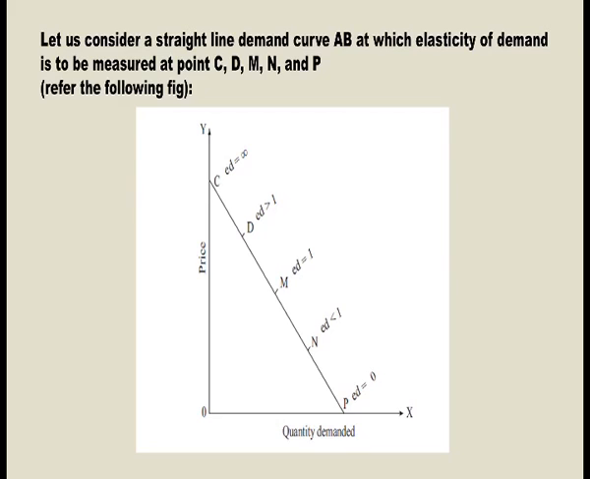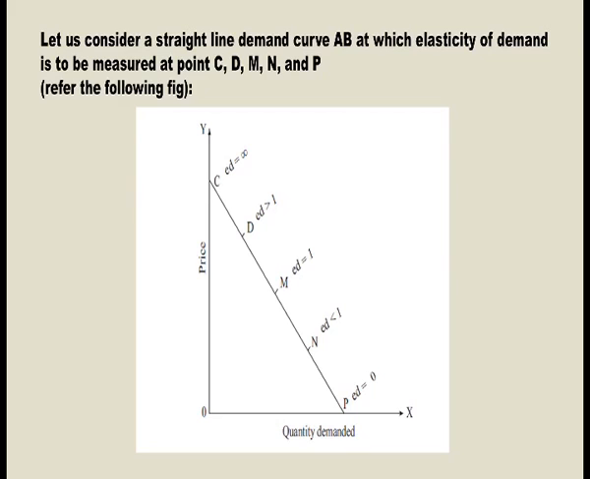Now we go to point C. At the point C, the elasticity of demand will be infinite. Why is it infinite? Because at the point C, the upper segment of the demand curve is CP, whereas the lower segment of the demand curve is zero. So we get CP by zero, the elasticity of demand is infinite.